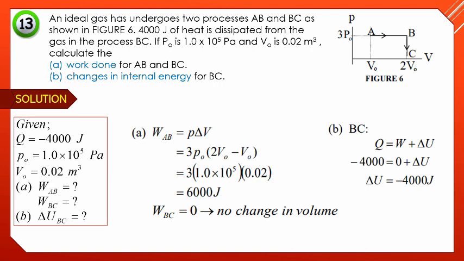Then we need to calculate the change in internal energy for BC. To calculate the change in internal energy, we use the first law of thermodynamics, where Q is equal to W plus delta U. We substitute the values for Q and W. We get the change in internal energy, which is equal to negative 400 joule.